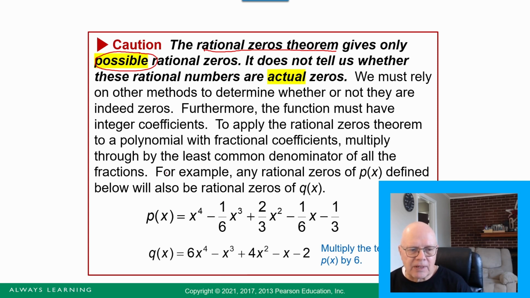Another possibility is you could also find rational zeros if you take the original polynomial and you divide by 6. It would still give you the rational zeros. This multiplied by 6 gives you the original.